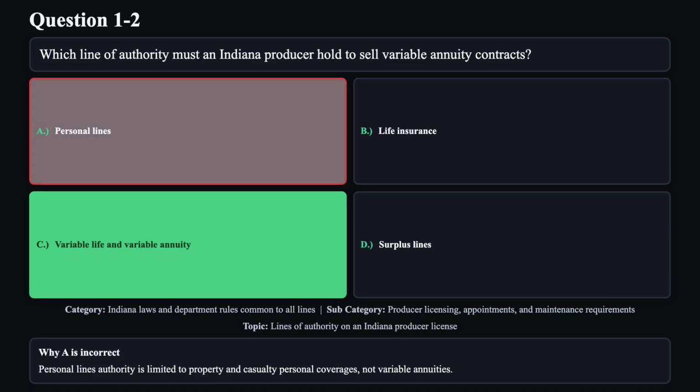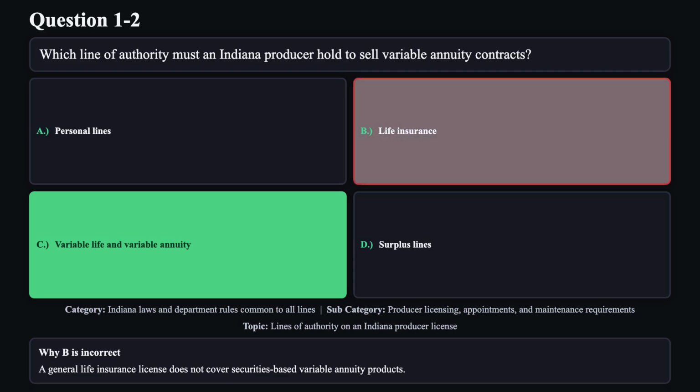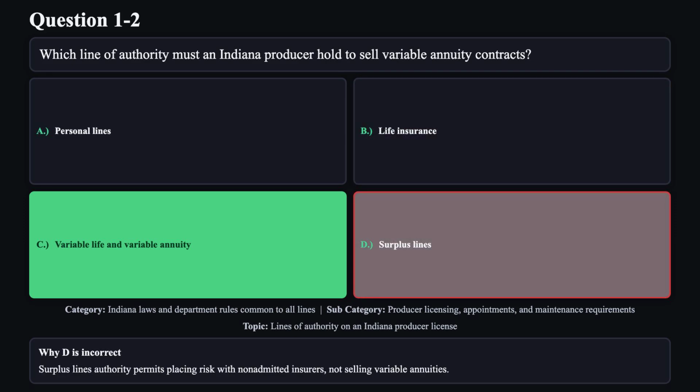Reason A is not correct. Personal lines authority is limited to property and casualty personal coverages, not variable annuities. Reason B is not correct. A general life insurance license does not cover securities-based variable annuity products. Reason D is not correct. Surplus lines authority permits placing risk with non-admitted insurers, not selling variable annuities.